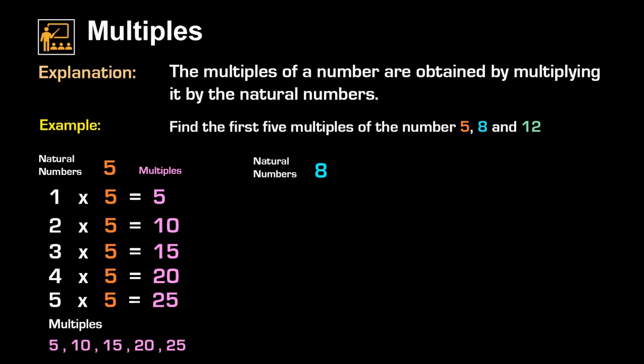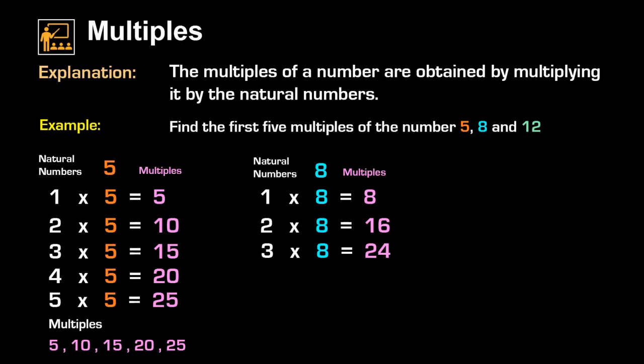Next one is 8. We're going to find the first 5 multiples of 8. The same process, we start with the first one, which is 1, that we multiply with 8 and we get 8, which means 8 is a multiple of 8. Then we have 2 multiply 8 is 16. 16 is a multiple of 8. 3 multiply 8 is 24, which means 24 is a multiple of 8.